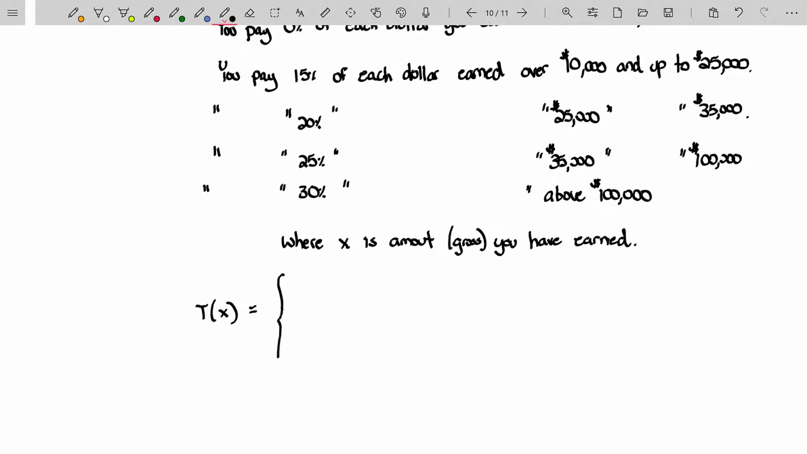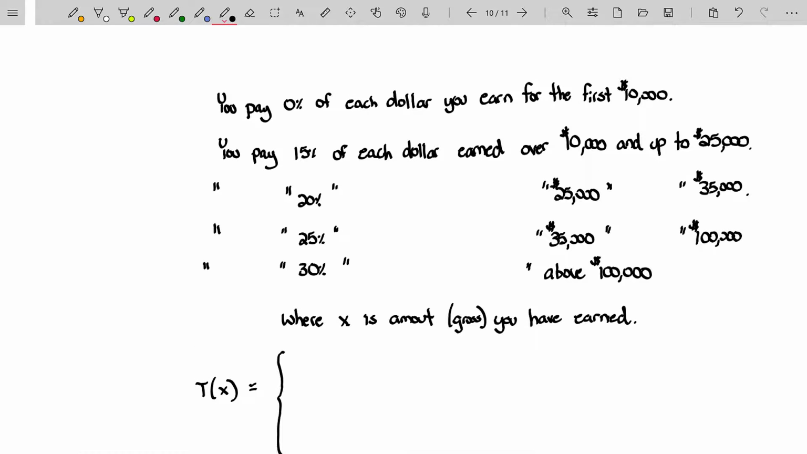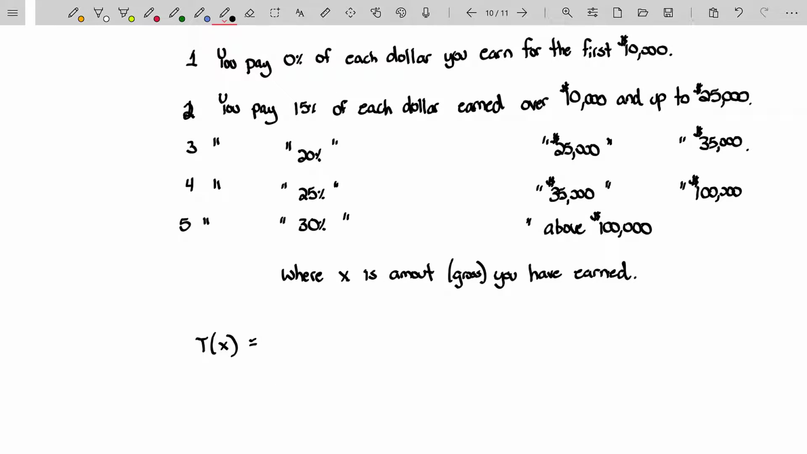Now, the number of categories will match the number of categories here. We have one category for when you have basically no income up to $10,000. You have a second category, a third, a fourth, and then a fifth. So this will be a 5-piece piecewise-defined function. In fact, it's probably best that I not end my bracket because I might need a lot of room there.